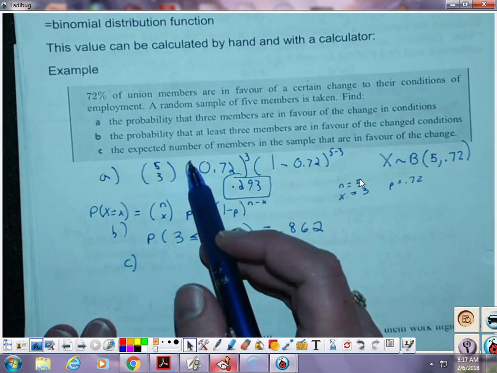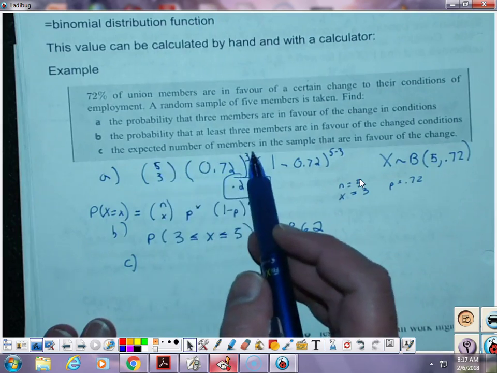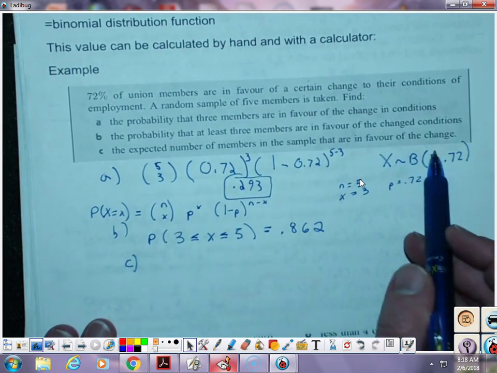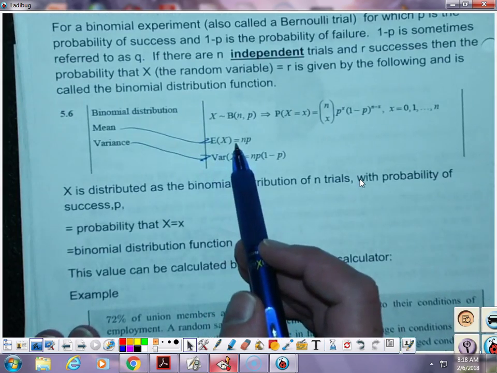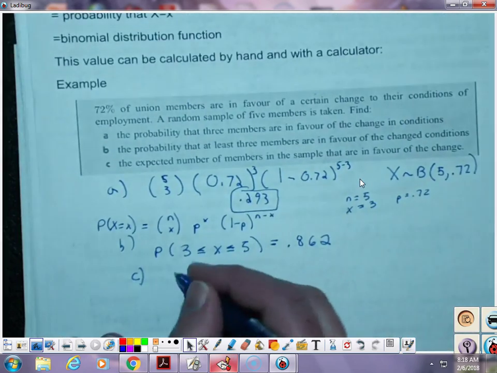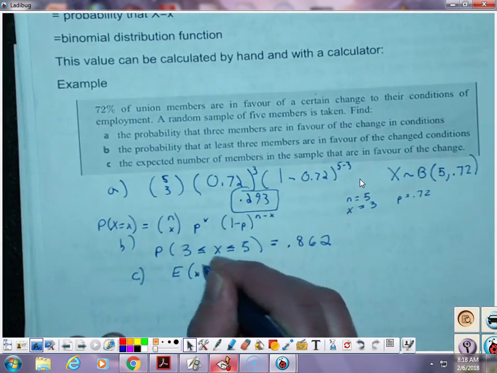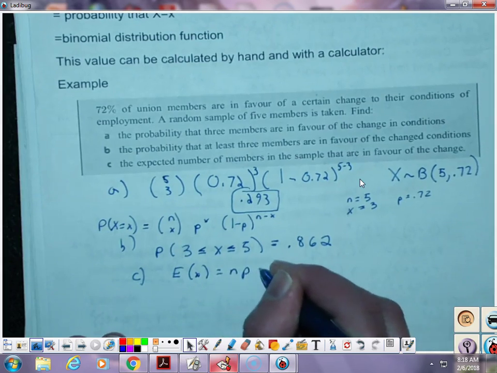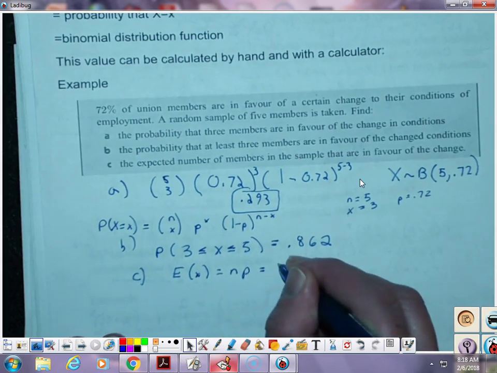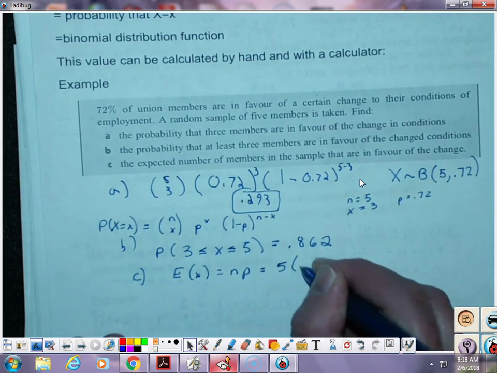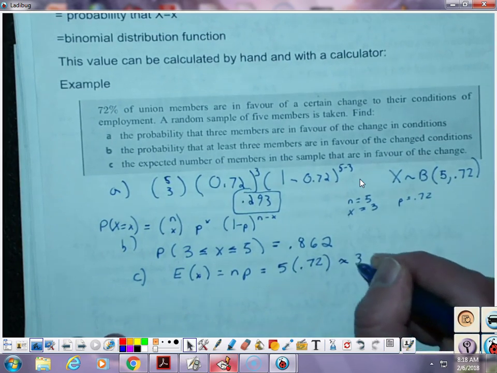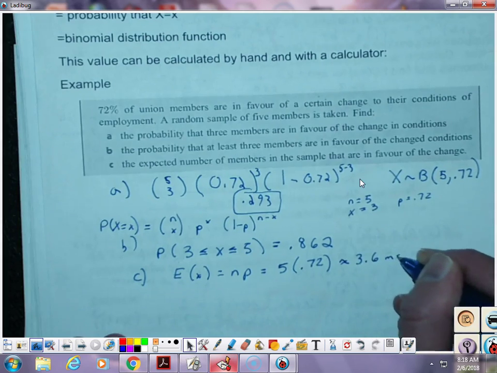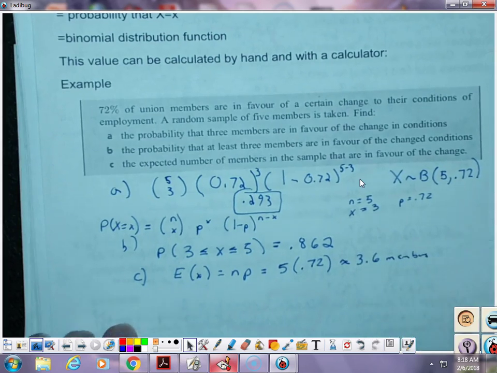All right, if you take a look at this one, it says the expected number of members in the sample that are in favor of the change. Okay, we'll go back up here. This is expected number, or mean. They can call it either one. It's just N times P. What is N? What is P? 3.6 people. Okay. So about 3.6 people.